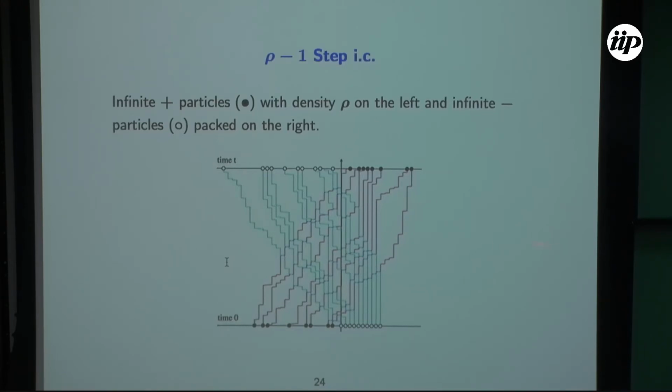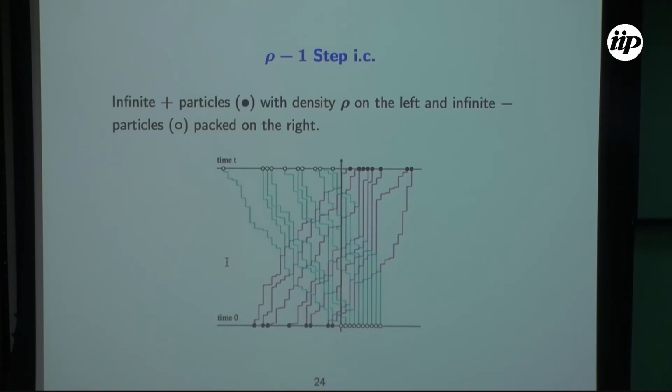Yes. And then from the technical point of view, the simplest initial condition, which may be tractable, looked like this case. So we studied this case. In this case, we consider, of course, an infinite lattice. So this is like step initial condition again. On the left side, we have only plus particles with a density rho. And on the right side, we have only minus particles with a density 1. So they are all occupied.